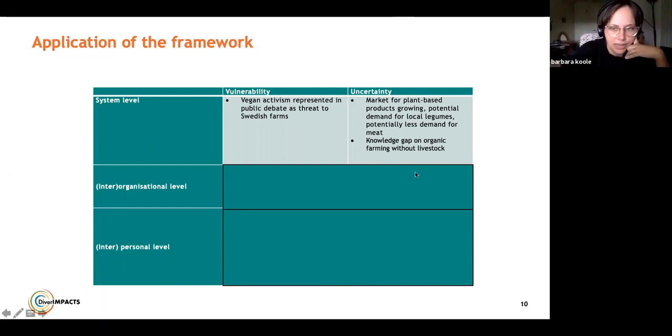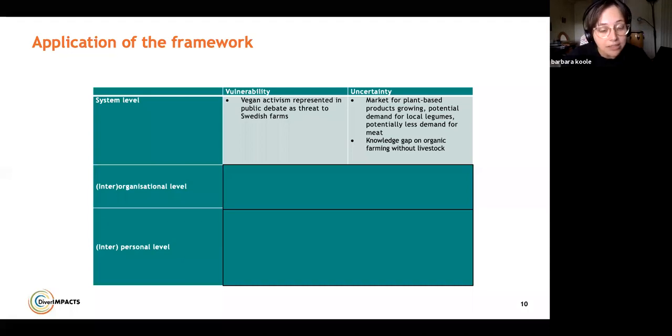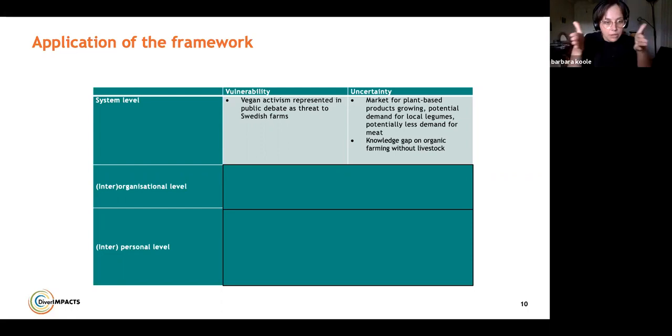And in addition to this, there's also a significant knowledge gap. There's some knowledge, but not enough in the eyes of many on how you actually do organic farming without livestock. So these are some factors that play a role on a system level. What you also see is that the growing plant-based market is often being associated with vegan activism, even though you could argue that it's of course two separate things, but it's often kind of put in one box.